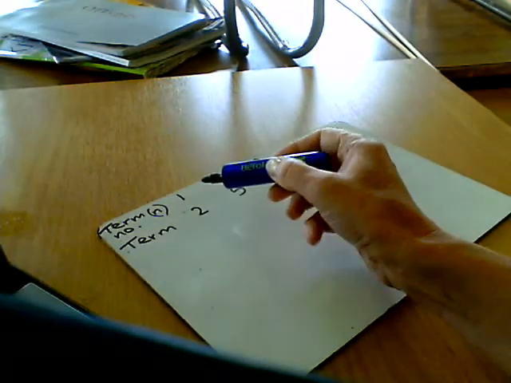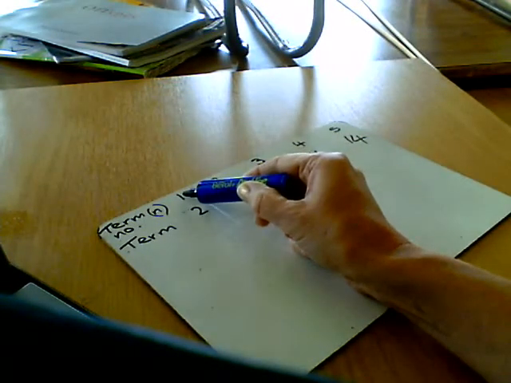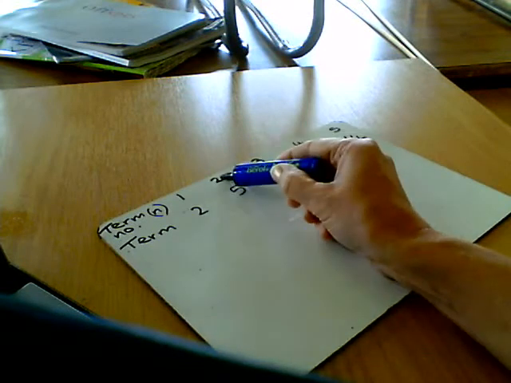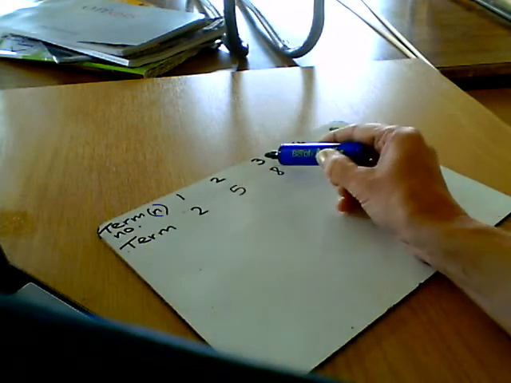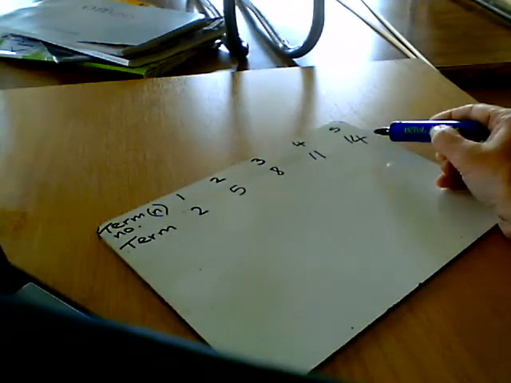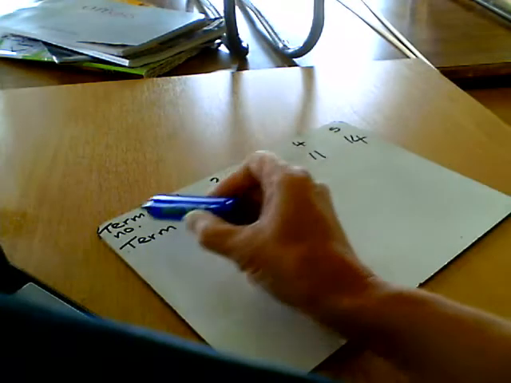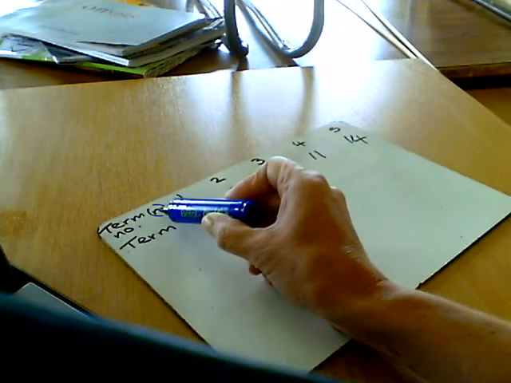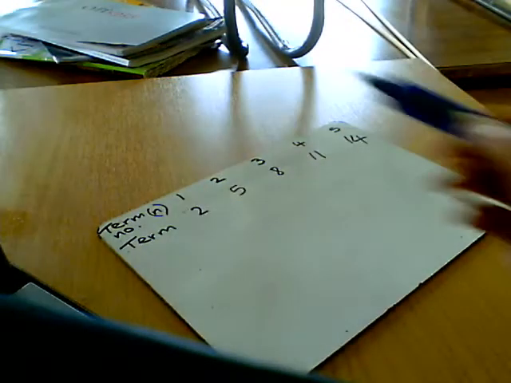Here we have another sequence, and we're going to try and find the nth term of this sequence. So if we look at the sequence, we can see that the first term is 2, the second term is 5, the third term is 8, the fourth term is 11, and the fifth term is 14. These are the term numbers, n, which you'll find in your rule, and these are the terms.